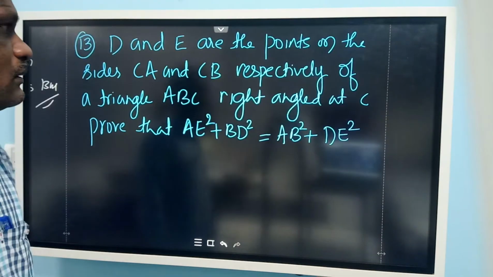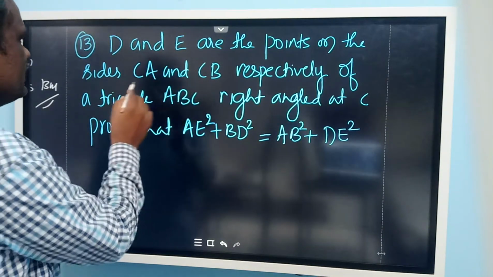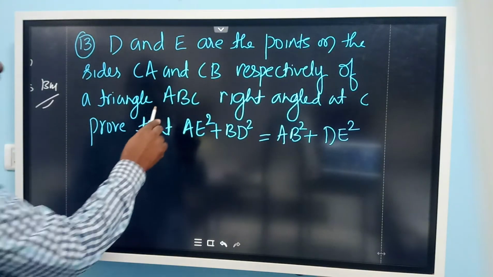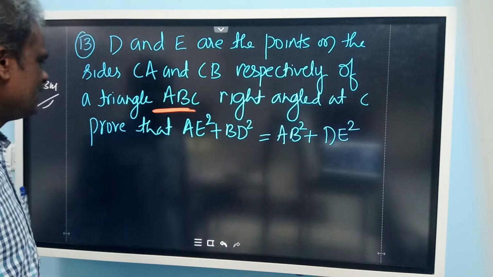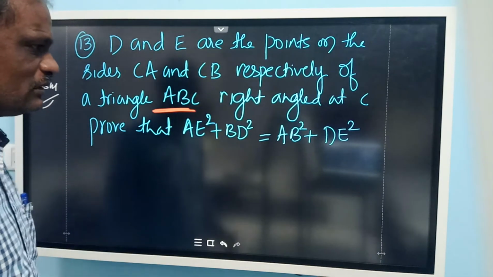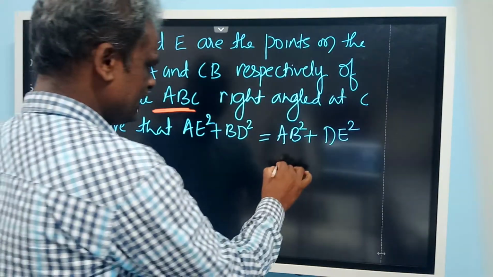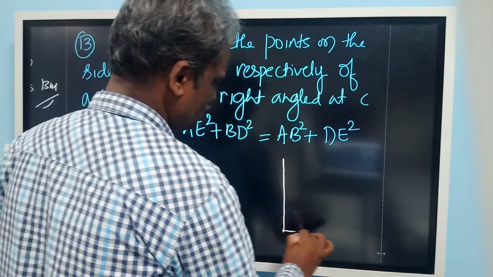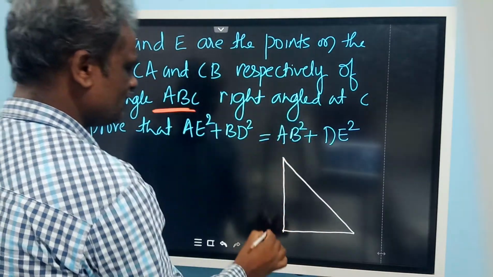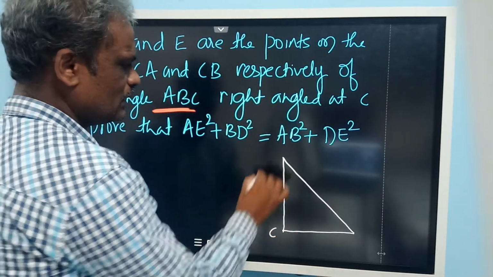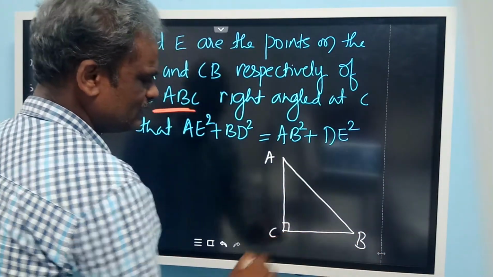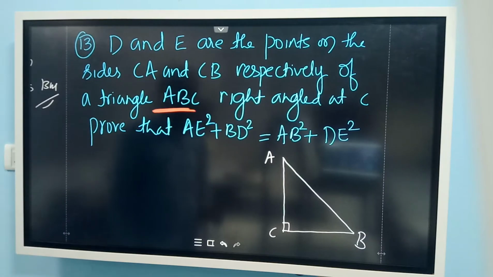Next question now. D and E are points on the sides BC and CA respectively of triangle ABC, right angled at C. Prove that AE square plus BD square is equal to AB square plus DE square. So let us take one right angle triangle here. And it is clearly told it is right angled at C. You can write this as C. So I can write A, B and this is C. This is 90 degree.